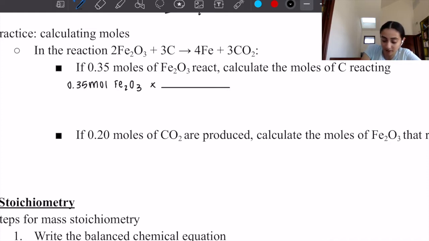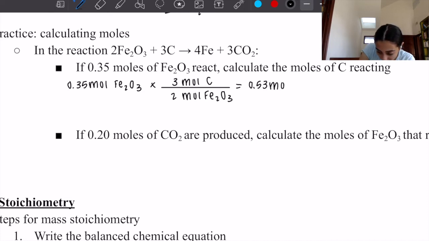So on the top, I'm going to have the ratio of the compound I am looking for the moles of, and that is carbon. So I'm going to have 3 moles of carbon per 2 moles of Fe2O3. So now I'm going to multiply 0.35 by 3 and then divide by 2 to get 0.53 moles of carbon. And remember that significant figures still apply.